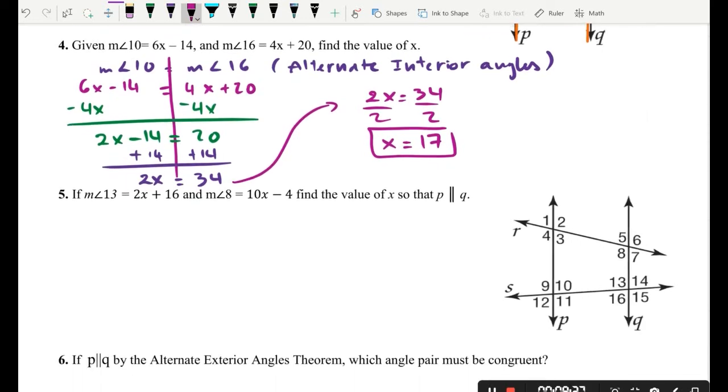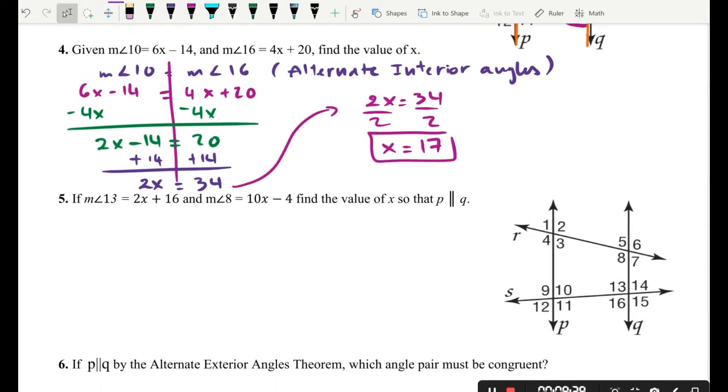Alright, we're heading down to problem 5. Angle 13 and angle 8. Find the value of x so that P and Q are parallel.